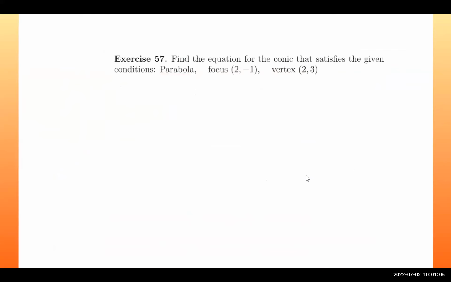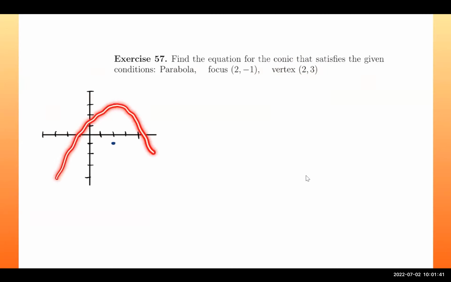It says find the equation for the conic that satisfies the given condition. So they're telling us it's a parabola. This time the vertex is not at the origin, it's at (2, 3). So let's begin to sketch this first to get an idea of what it's going to look like. Okay, so 1, 2, 3, 4. 2, 3, 4. The vertex is (2, 3), which would be up here. The focus is (2, negative 1), which is down here.